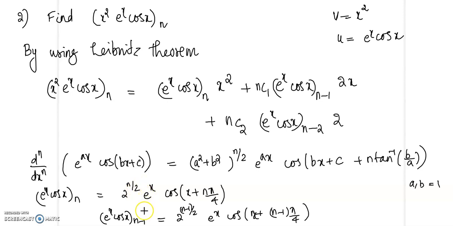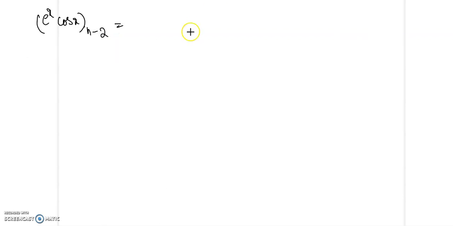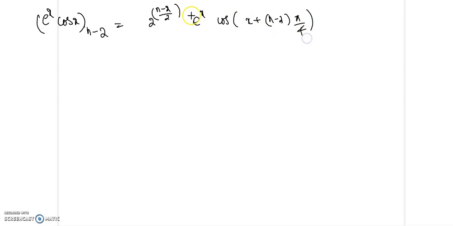So the n minus 1 derivative of e raised to x cos x is 2 raised to n minus 1 by 2 e raised to x cos x plus n minus 1 pi by 4, and the n minus 2th derivative will be 2 raised to n minus 2 by 2 into e raised to x cos x plus n minus 2 pi by 4.